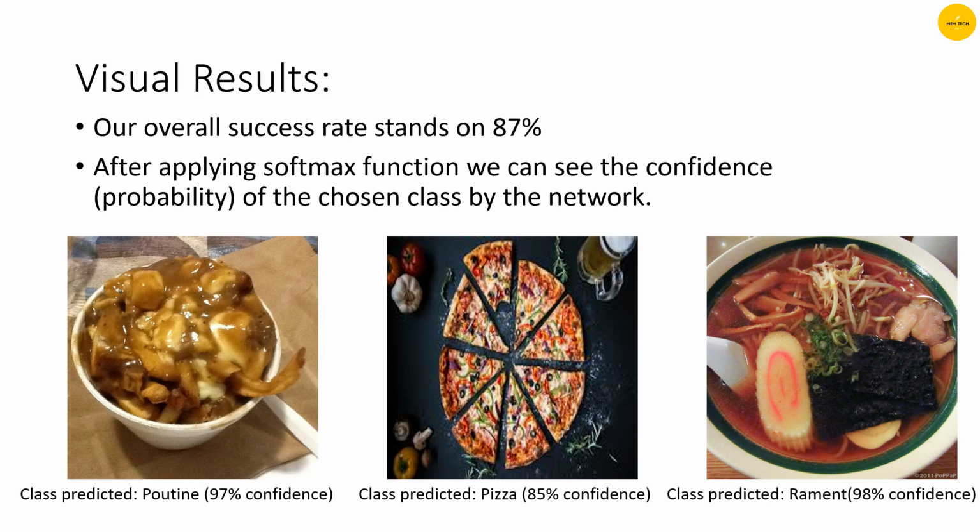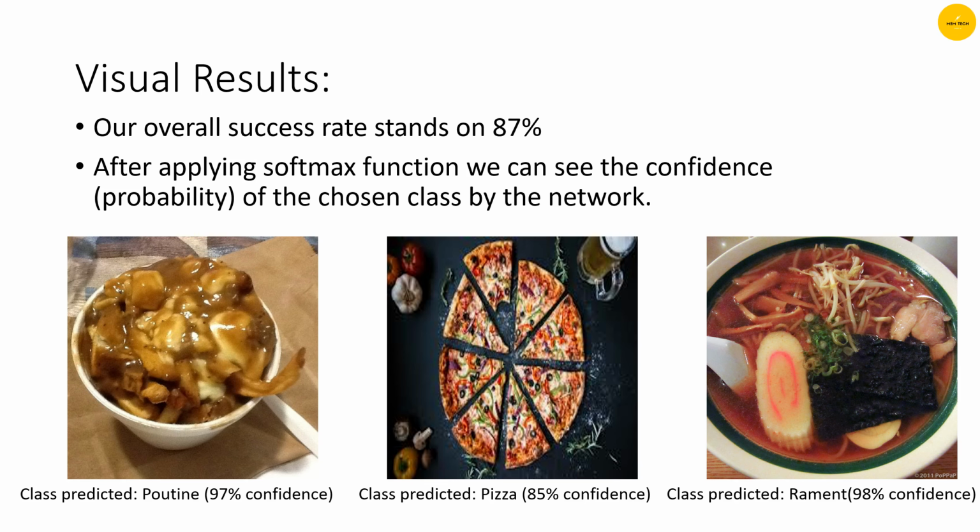Let's take a look at a couple of examples here on the slide. On the left, we have an image of protein. Our model correctly predicted it as protein with a very high confidence, 97 to be exact. Let's look also at the middle. We have a simple image of pizza. Again, our model correctly classified it as pizza with 85 confidence.